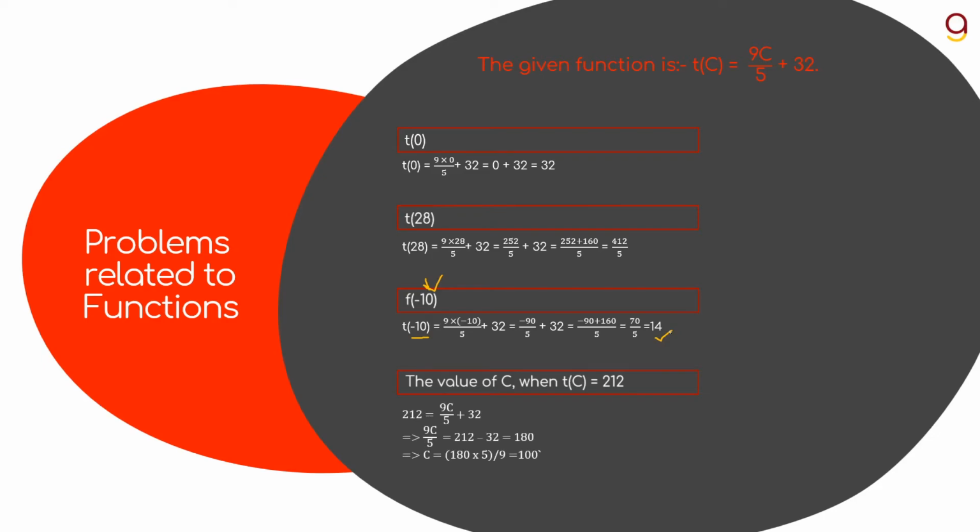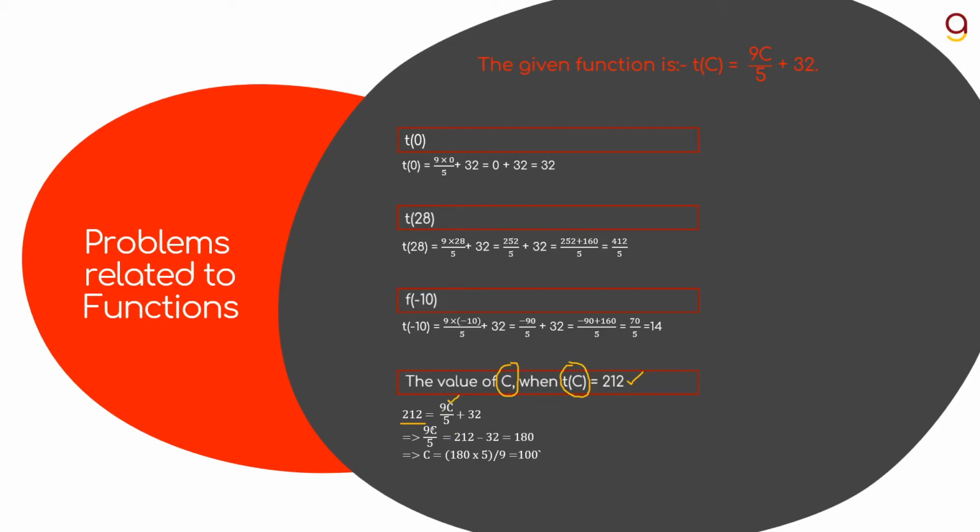Now the last question is a bit different. Here the value of C when T(C) is equal to 212. This time we know the value of T(C), which is 212, and we need to find the value of C now. Fine. So we substitute in place of T(C) 212 is equal to 9 times C by 5 plus 32, and now we have to find out what is the value of this C.